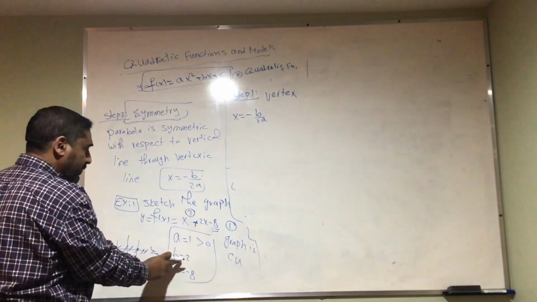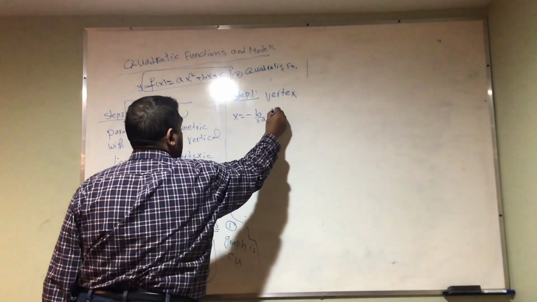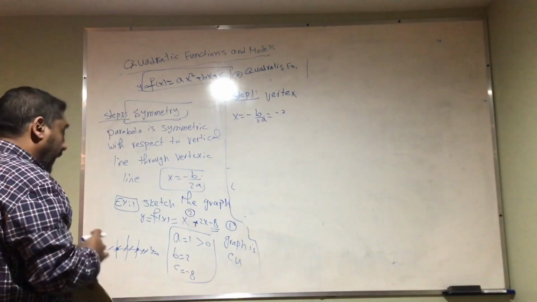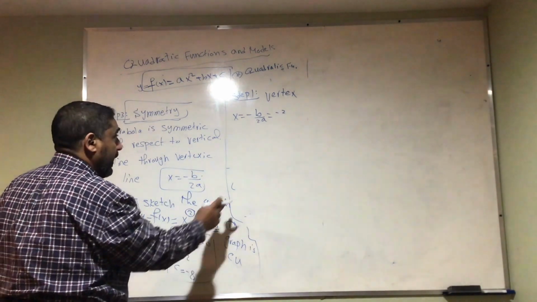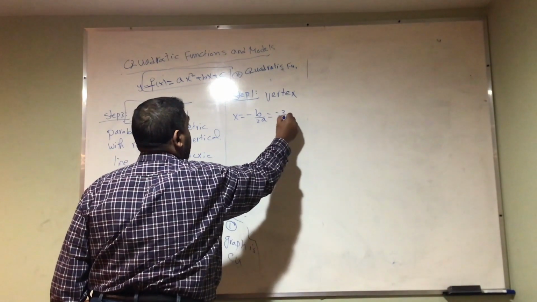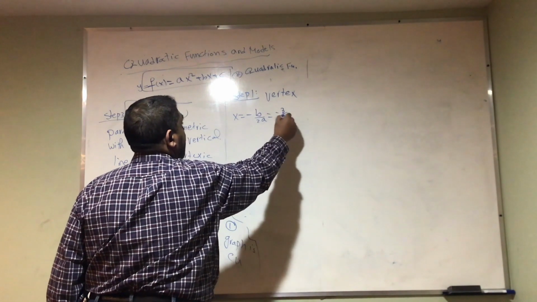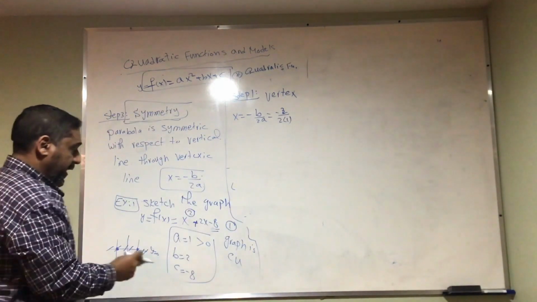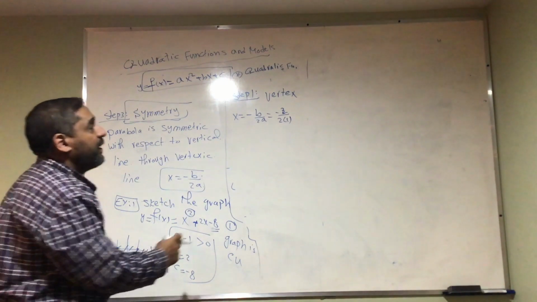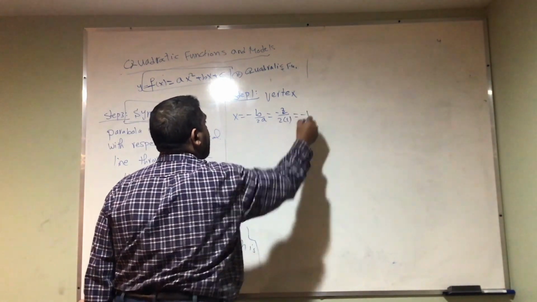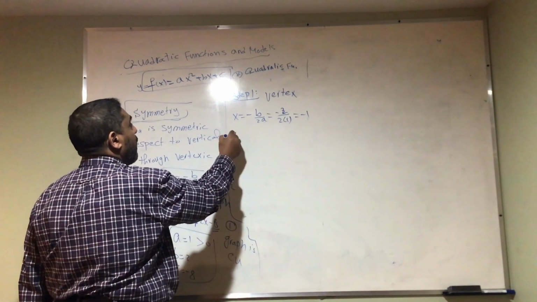So what is your b, guys? From here it is 2. So I write 2 here. And then what is your a? Your a here is 1. So 2 divided by 2a, and a is 1, so you get negative 1. Now I need to get the y coordinate.